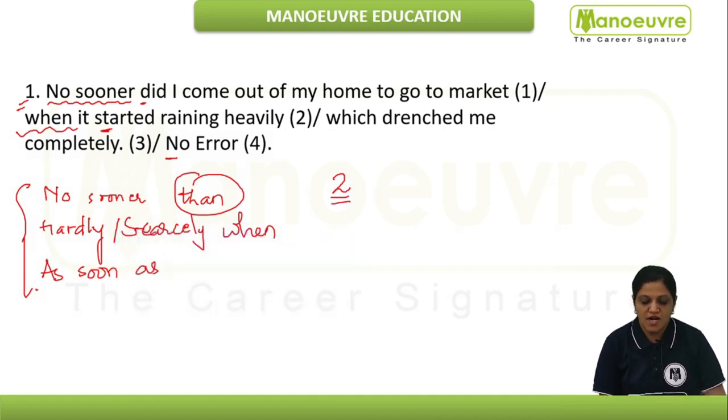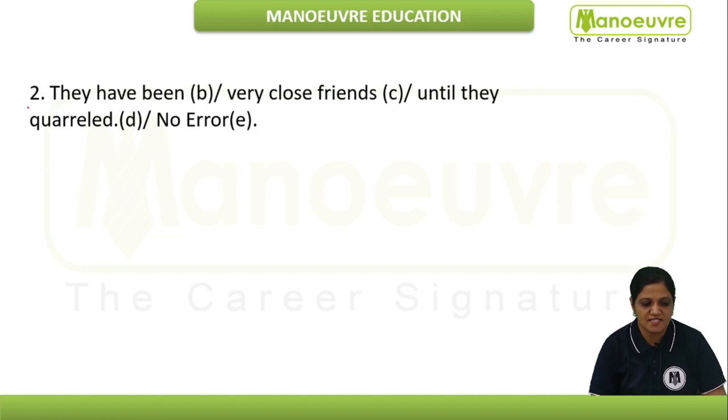After understanding this particular sentence, let us move to the second sentence. When we read the second sentence: they have been very close friends until they quarreled. No error. Now, they have been. Just pay a close look at this sentence. Have.